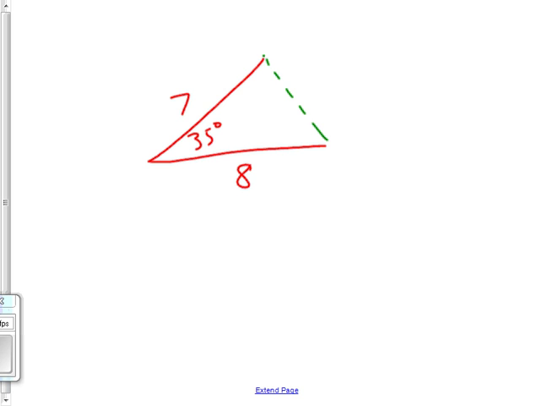Got the formula memorized yet? I see a couple people with blank stares, so somebody help me. What's the formula for this thing? Area equals what? 1/2 AB sine C. Does not matter whether you pick 7 or 8 to be A or B. It does not matter.